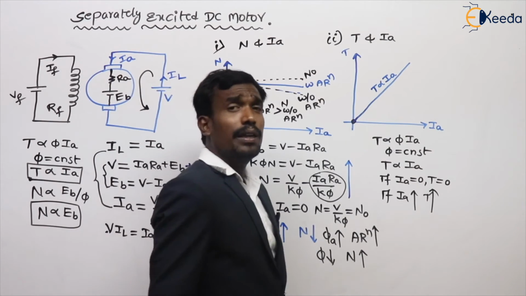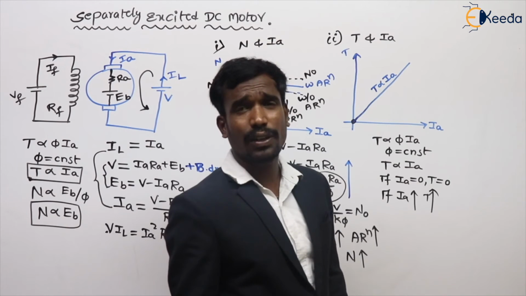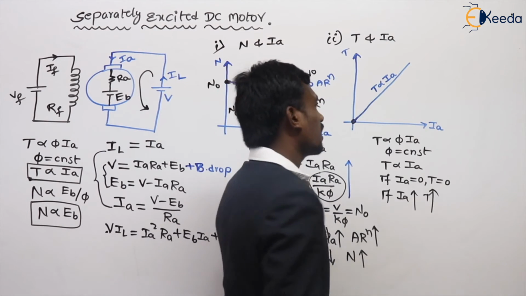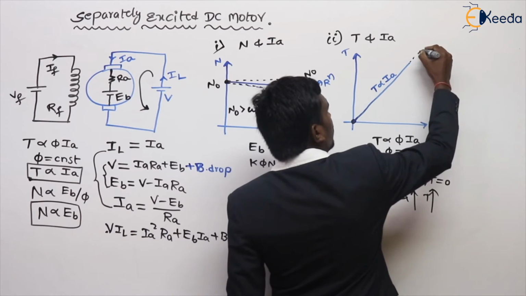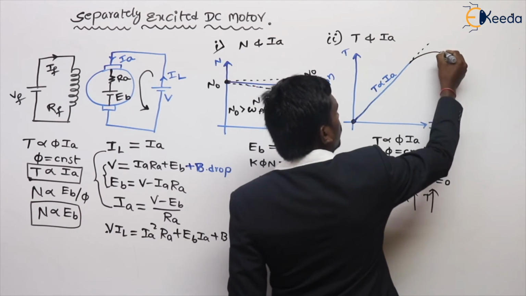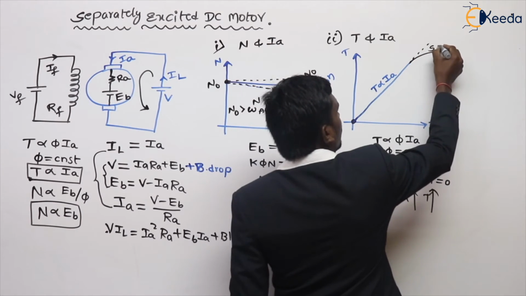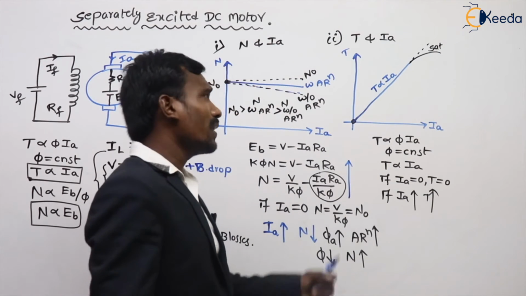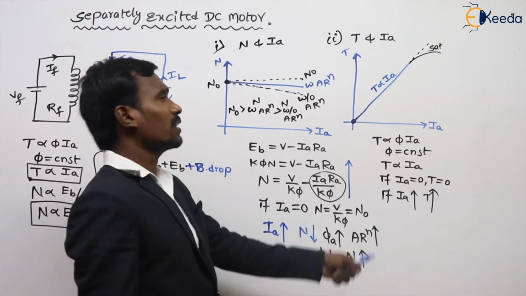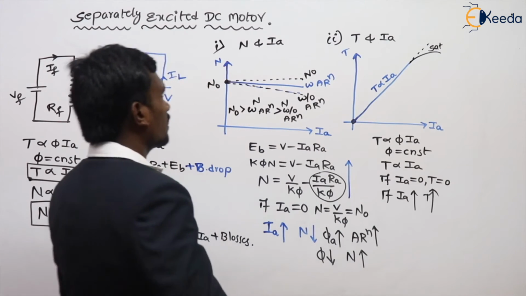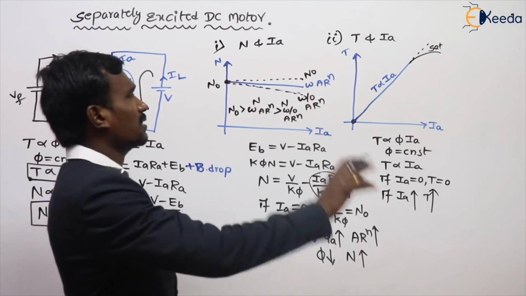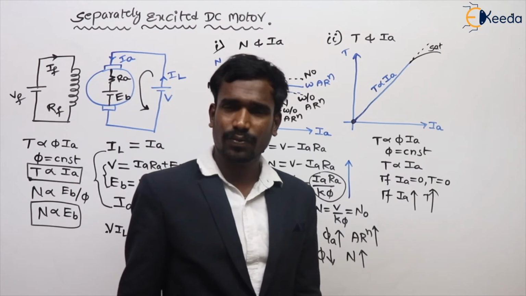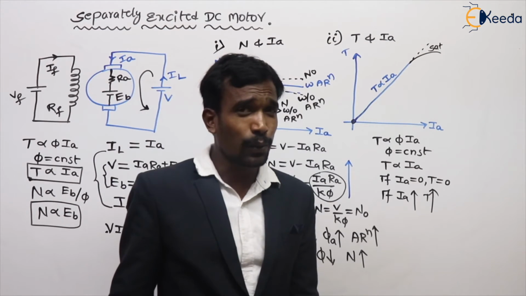Here also, the saturation we actually have to consider. But generally in this case, up to some extent this increases, but then after it goes into the saturated level, like this. When saturation and armature reaction are considered, the speed and torque characteristics are like this. Is it clear? Are you okay?